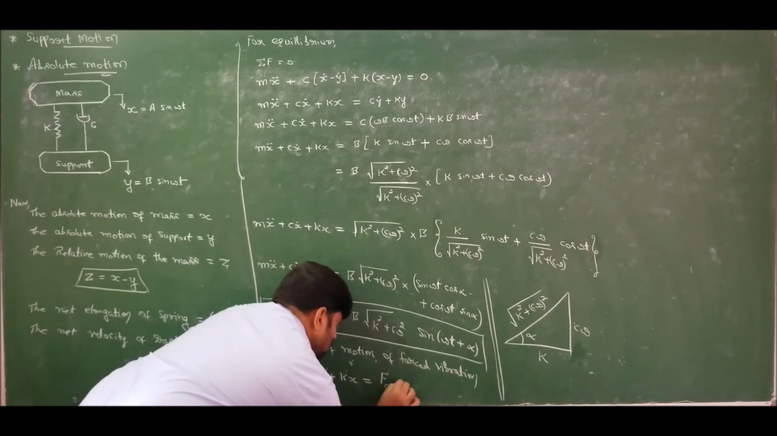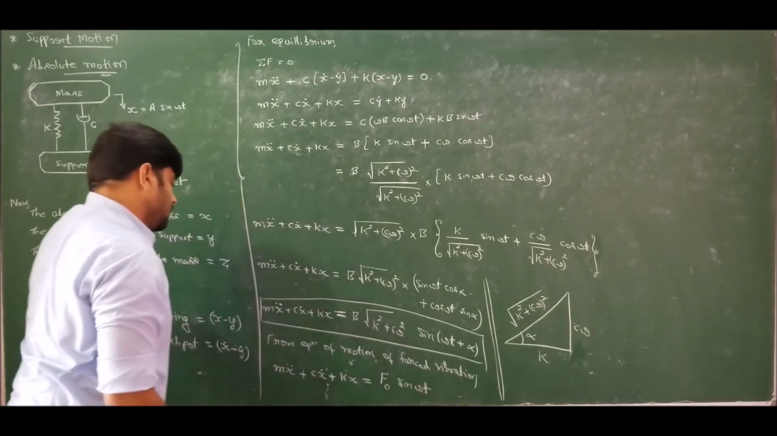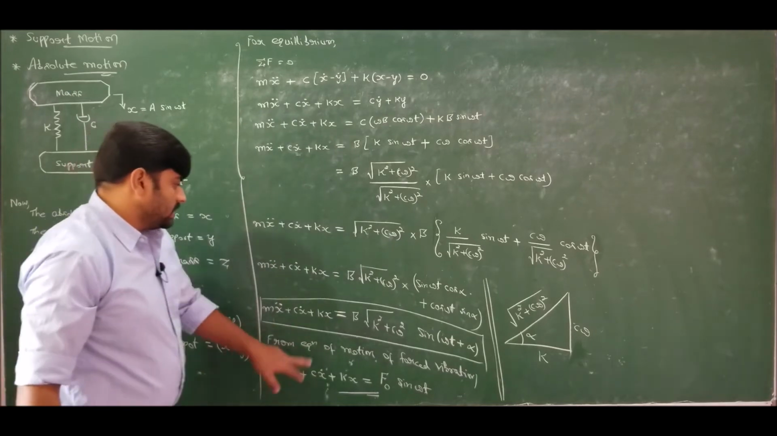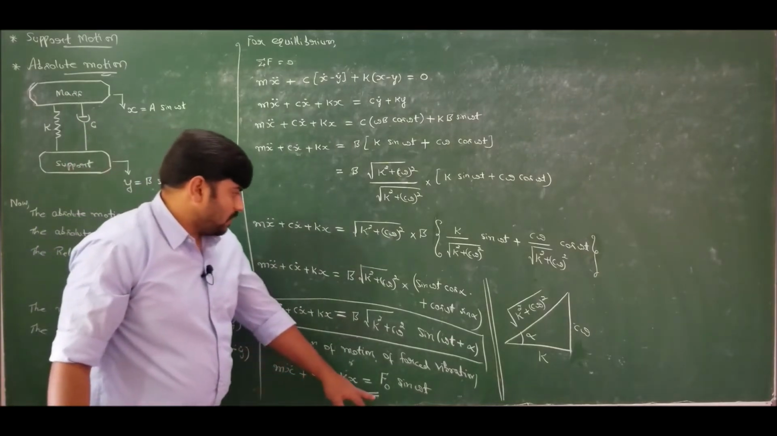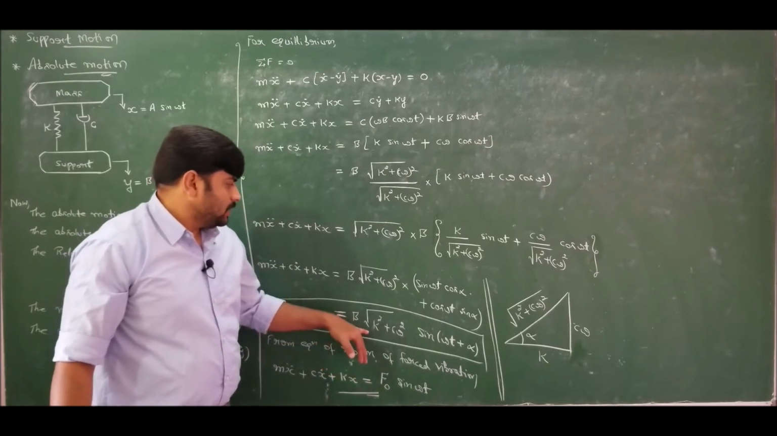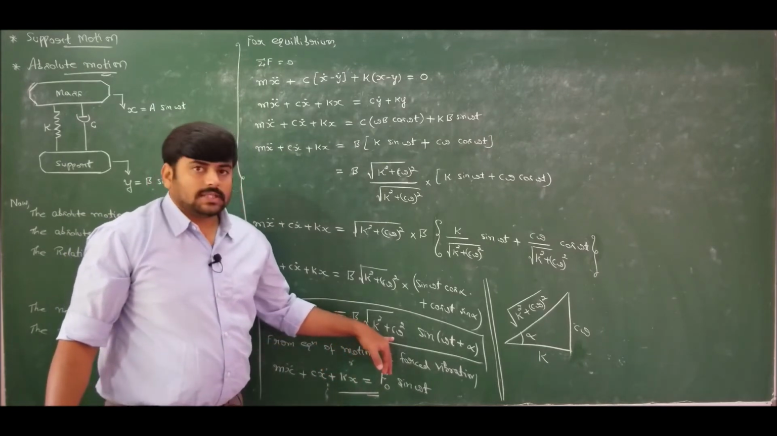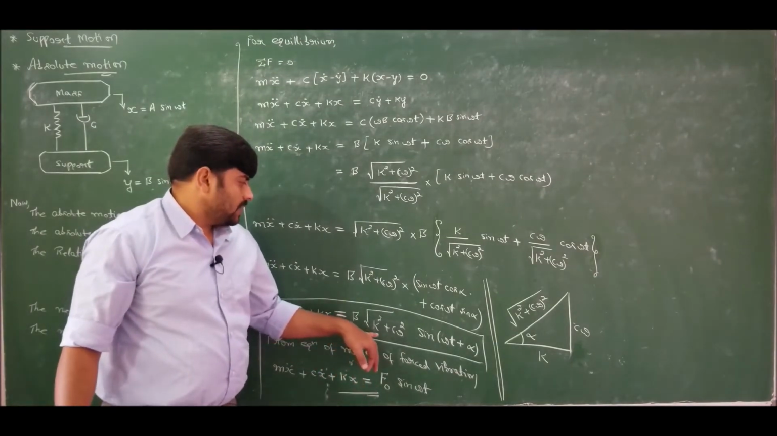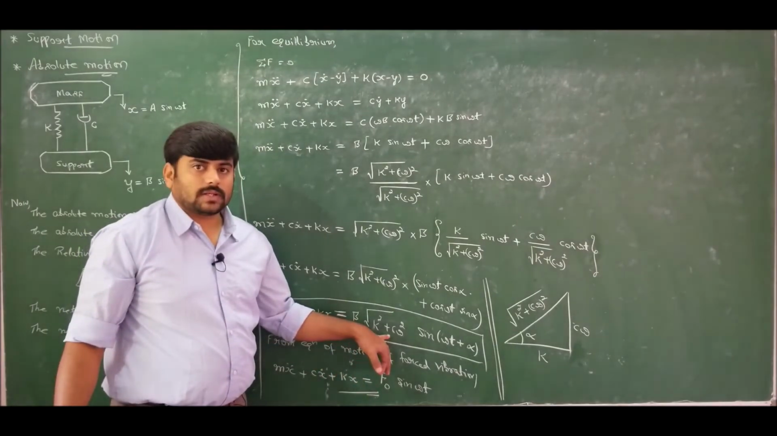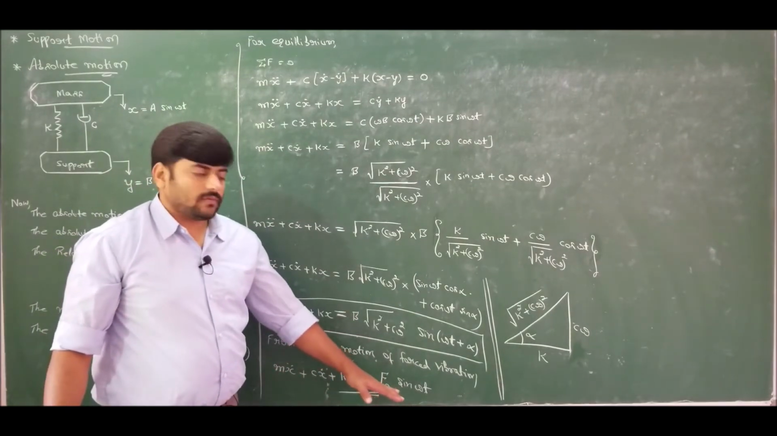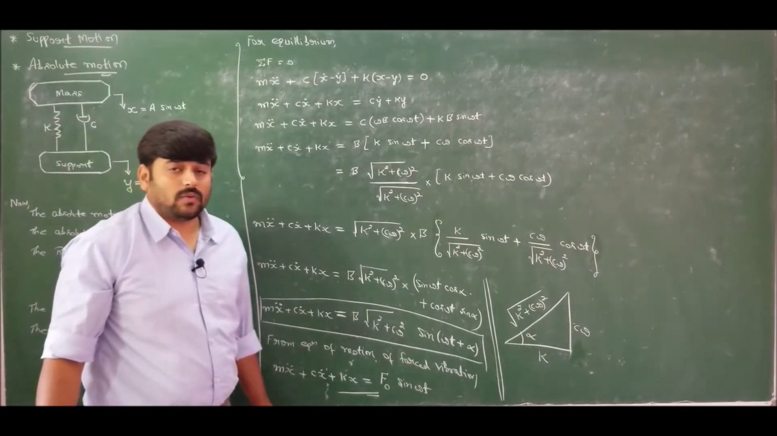F naught sin omega t, correct? Now compare these two equations. So what is the amplitude of force? F naught will be equal to b into root of k square plus c omega square, correct? So this is somewhat similar to the equation of motion of forced vibration. For the equation of motion of forced vibration, we know what the system response is.